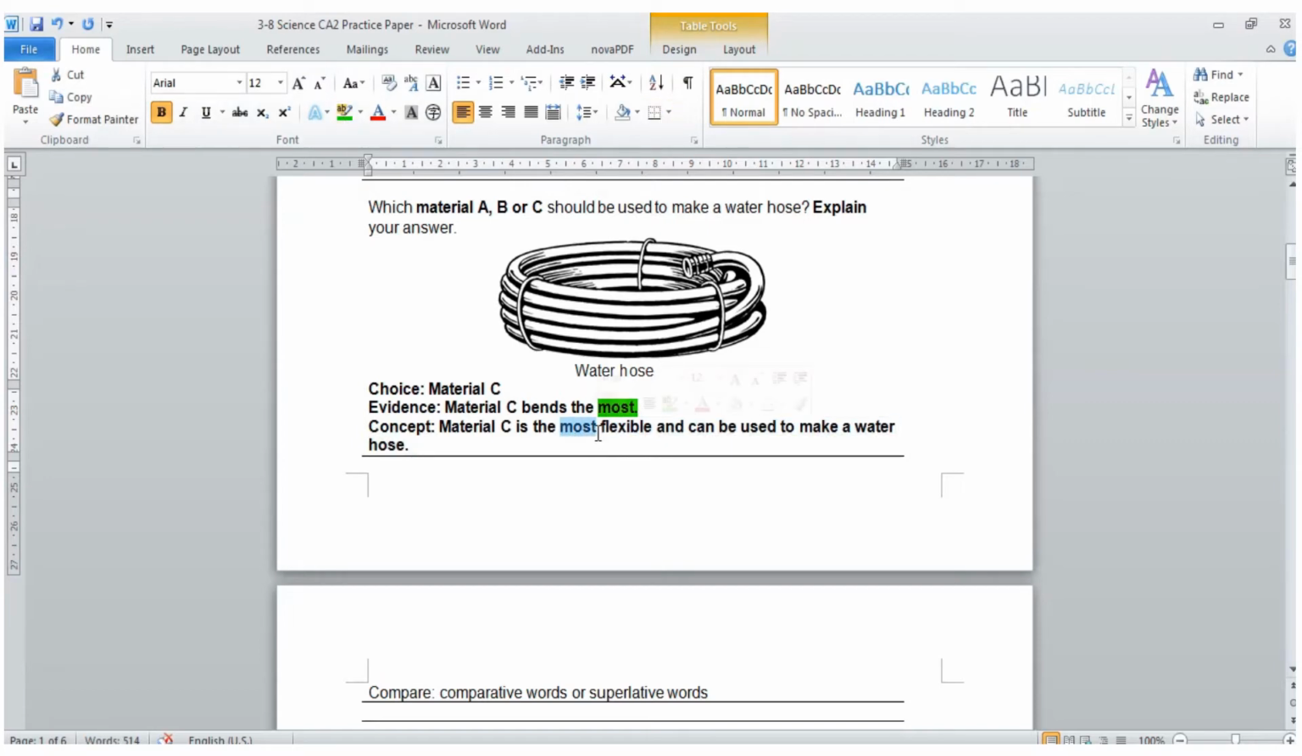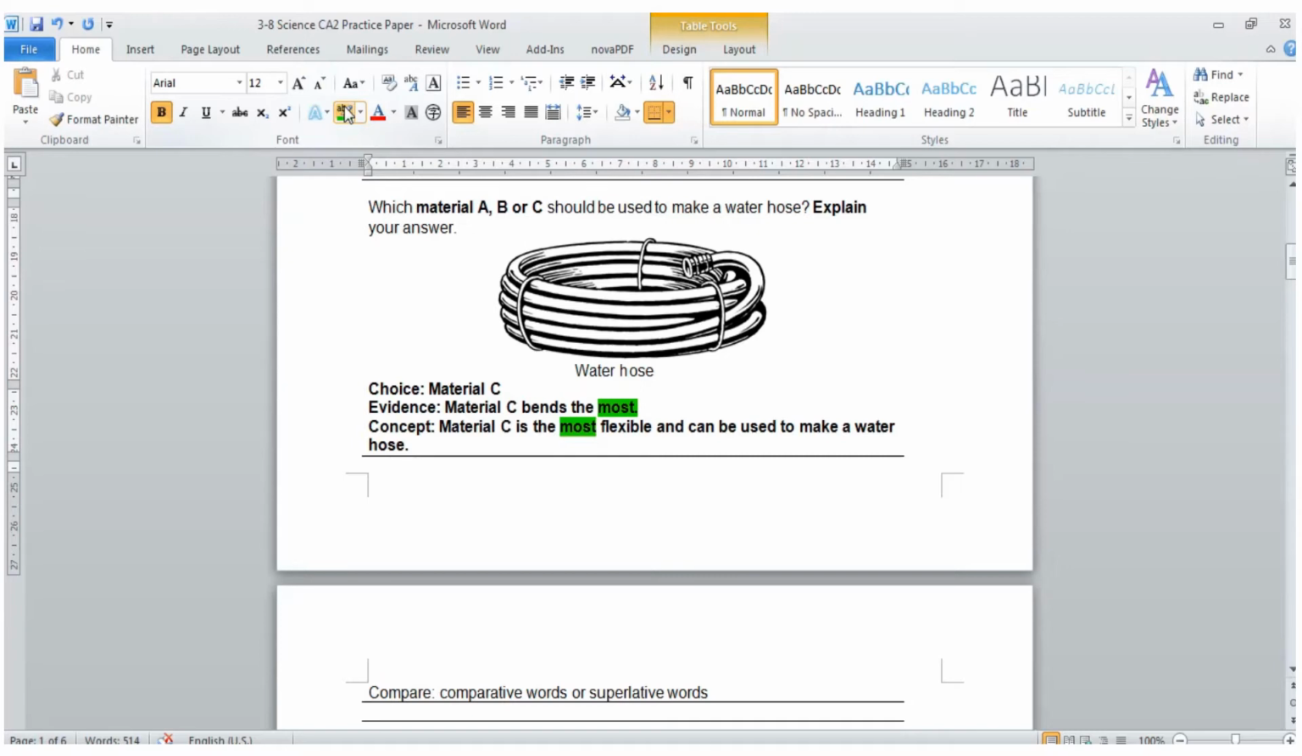When I say material C bends the most, I'm actually referring to the fact that the other materials don't bend as much, and the other materials are not as flexible. So in this case, just one word, most, which is a superlative, tells you that you are already comparing.